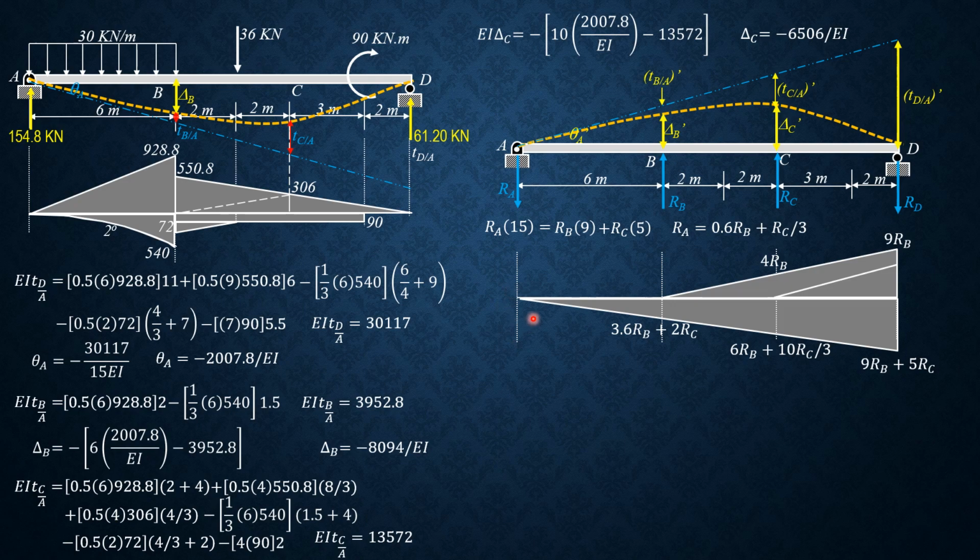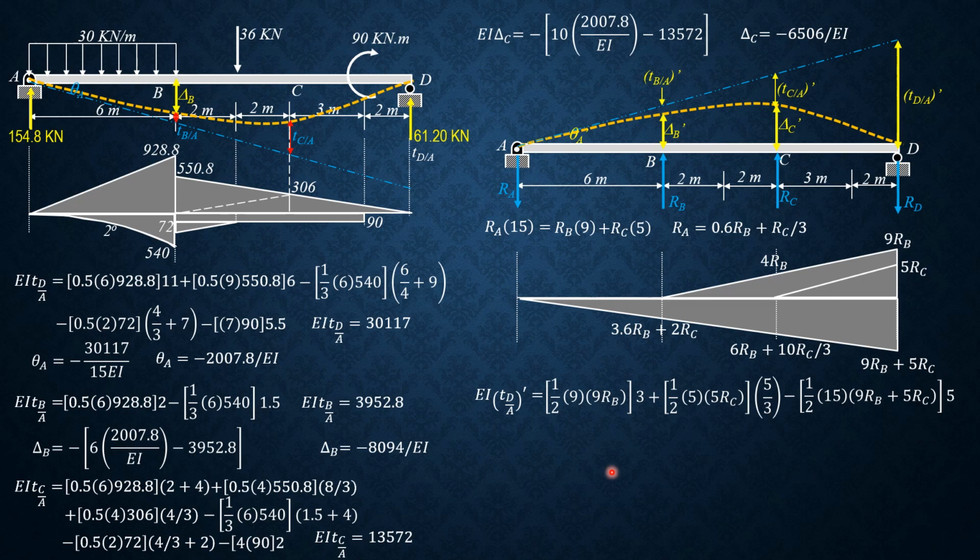Then let's compute the EI deviation of D relative to A prime. So moment of areas between A and D. So this entire area here, with respect to D. Let's begin with the positive one. 1/2 of 9 times 9 RB times 1/3 of 9 is 3, plus 1/2 of 5 times 5 RC times 5 thirds. Then minus 1/2 of 15 times quantity 9 RB plus 5 R sub C times 5. 1/3 of 15 is 5. Combining like terms, we have EI deviation of D relative to A prime equals negative 216 RB minus 5000 RC over 3.